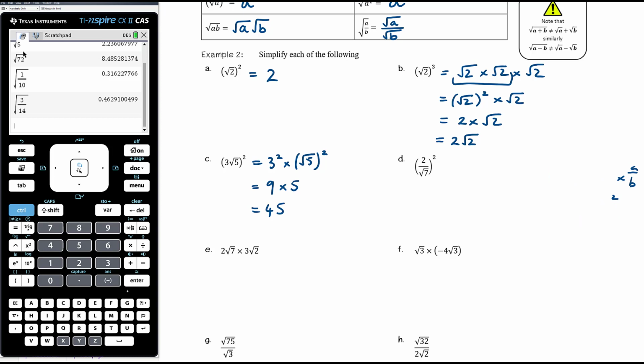So in this case, we can just square the numerator and the denominator of this fraction. So this is going to be 2 squared over root 7 squared. Now 2 squared is 4, over root 7 squared is 7.